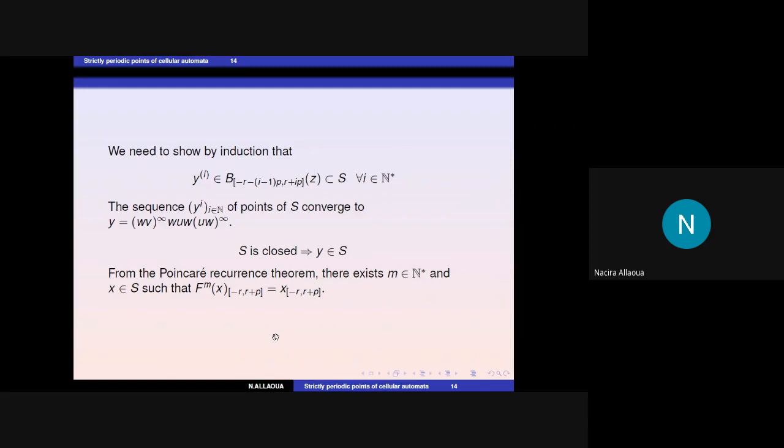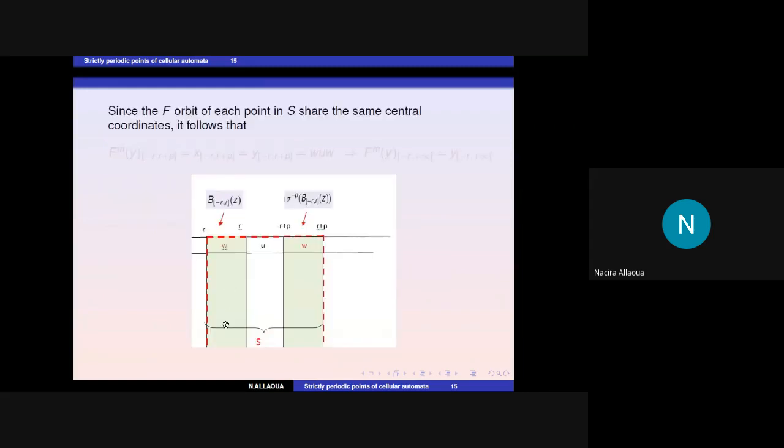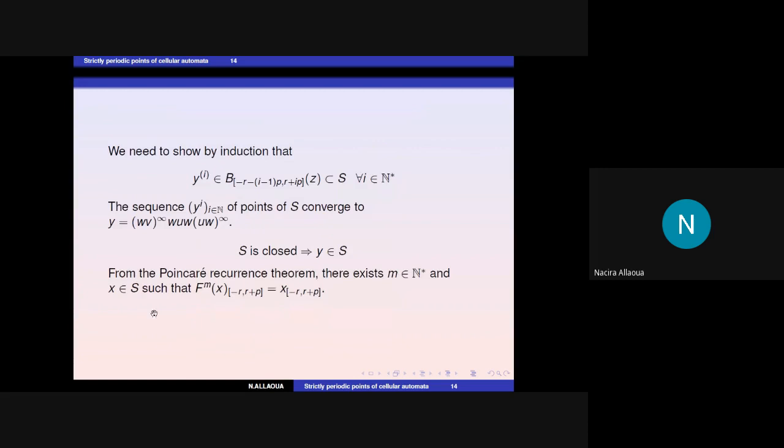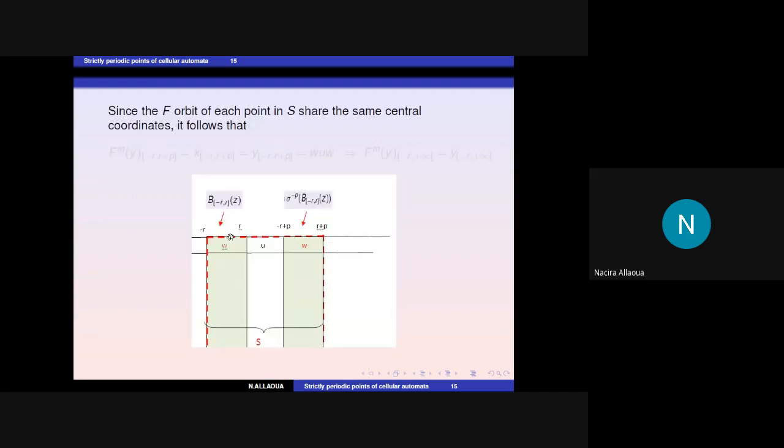And since S is closed, the limit point of the sequence belongs to S. I just remind that S is the set B_R^Z crossed with σ^(-p) of B_R^Z. And since B is of strictly positive measure, our new set S is of strictly positive measure. So if we apply the Poincaré recurrence theorem, there exists a strictly positive integer m and a point x such that F^m(x) will be equal to x in the interval minus R to R plus p.